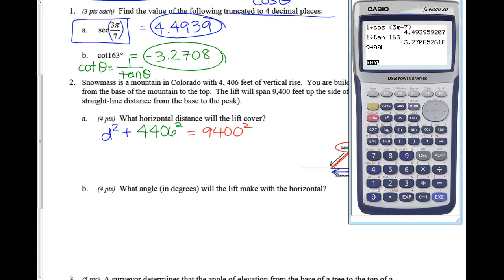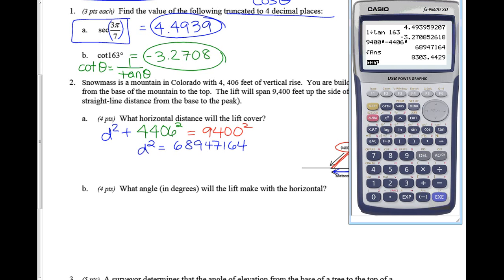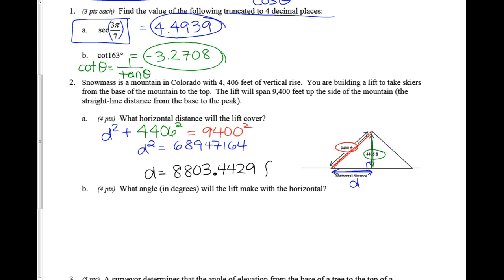So I'm going to go to my calculator because these numbers are big. I have 9,400 squared. I'm going to subtract 4,406 squared to move that over to the other side. So now that's what my d squared is equal to. And then in order to get my d by itself, I would want to take the square root of both sides of that equation. I don't have to worry about any plus or minus because I'm dealing with the distance here. I'm going to use the answer button so I don't have to type any of that stuff again. And I have my final answer of 8,303.442. And you know we like to give units with this, and all of our units in this problem dealt with feet. So that is my distance.